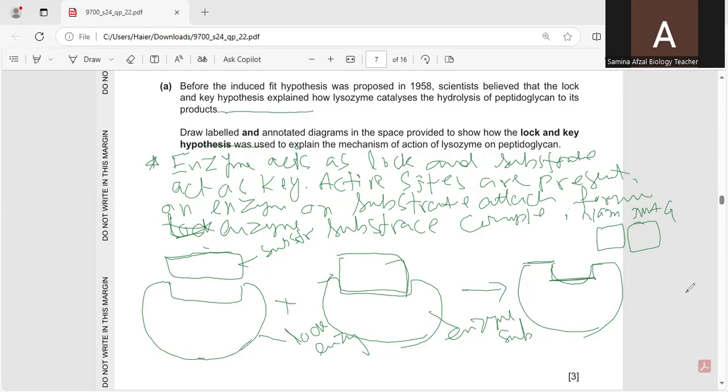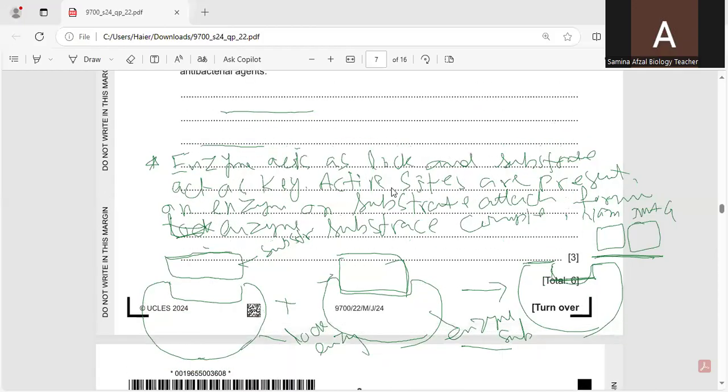So in this way, enzyme and substrate have complementary shapes, and as a result, when the substrate joins on the enzyme, the enzyme substrate complex will be formed, and at the end the products will be formed, which are NAM and NAG in this case, and the enzyme will separate. It will remain behind. So in this way, this process takes place according to the lock and key hypothesis.